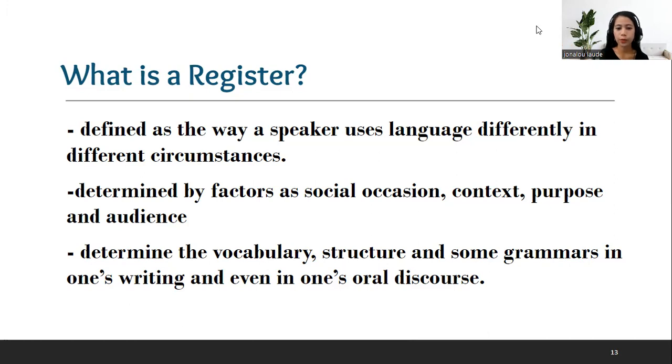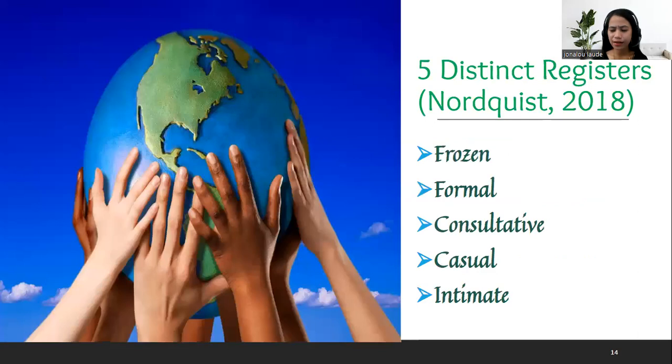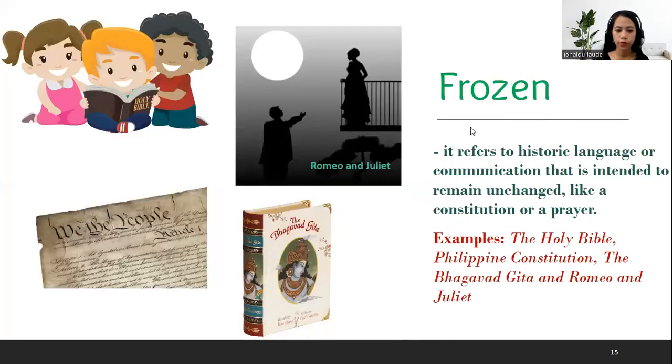It is determined by factors such as social occasion, context, purpose and audience, and it uses language differently in different circumstances. So we use language differently in different contexts or situations. Okay, that's what we call language registers. And there are actually five distinct registers, according to Nerd Quiz 2018. We have the frozen, the formal, the consultative, the casual, and the intimate. All right, so we have here the frozen.